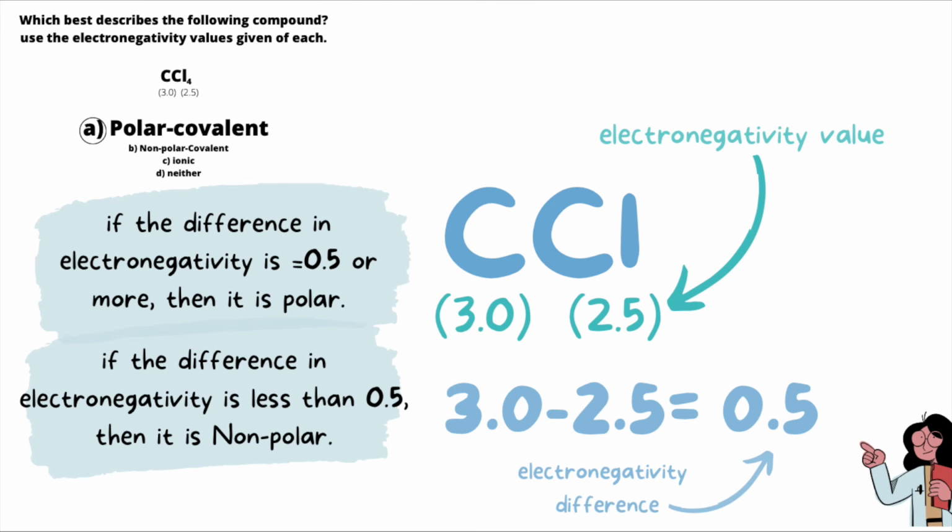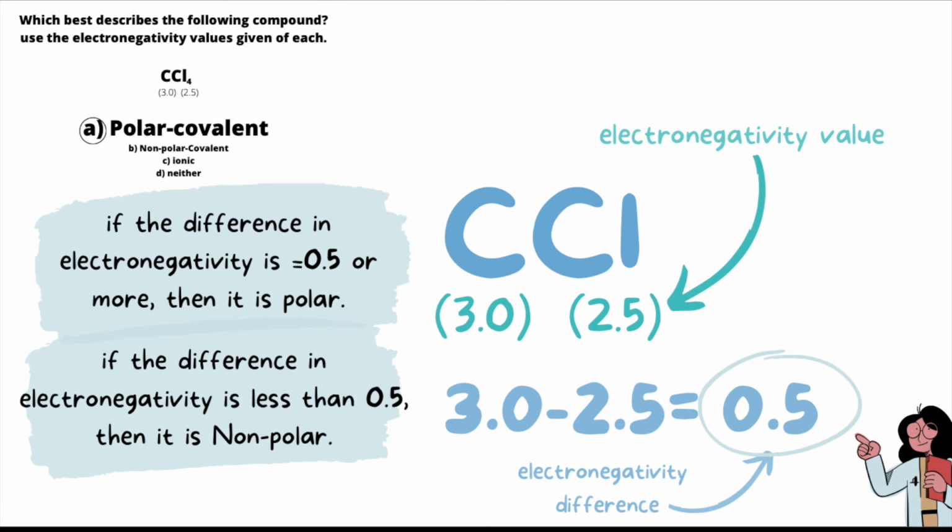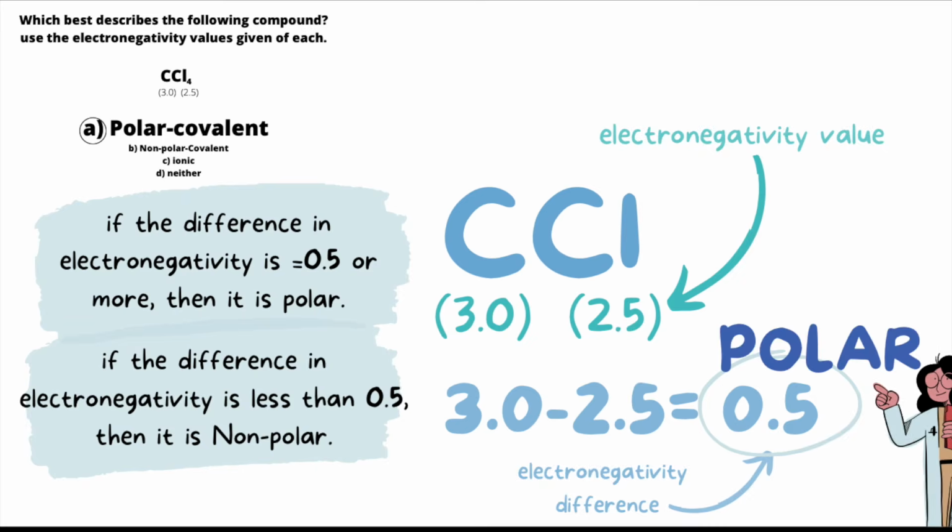So to find the electronegativity difference, we just use some subtraction. So 3.0 minus 2.5 is 0.5, and 0.5 is our electronegativity difference between carbon and chlorine. Because the electronegativity difference is 0.5, that makes this a polar covalent bond.